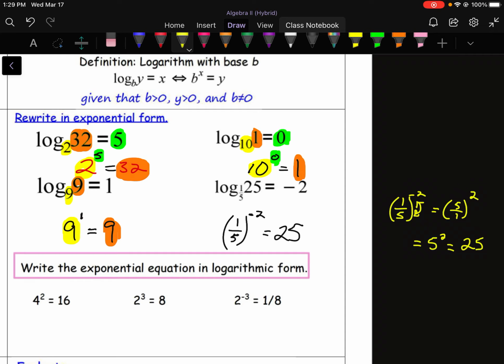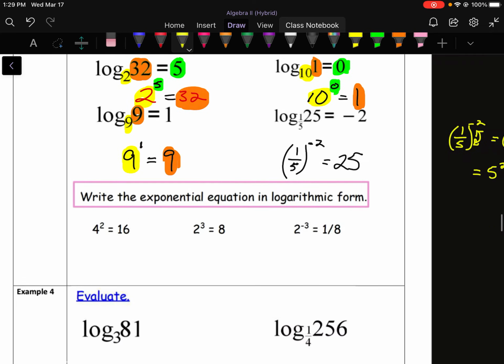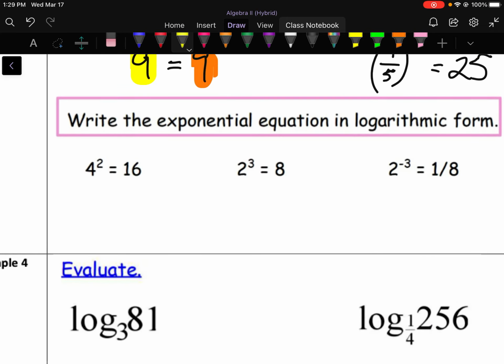All right, so going from logs to exponential form, pretty easy. Let's see if we can go backwards. So we're starting in exponential form. We want to write it in log form. So the first thing you're going to want to do is write the word log. Then we're going to take the base of our exponent, and we are going to make that the base of our log.